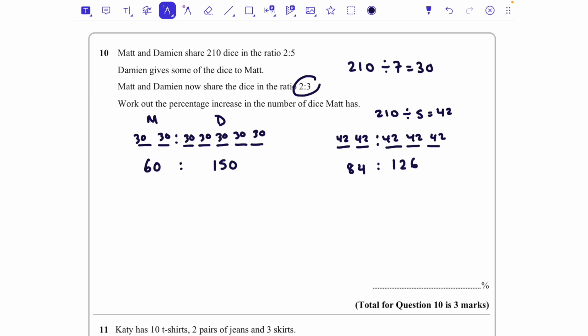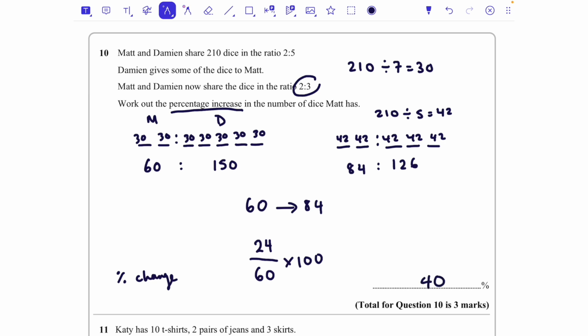So work out the percentage increase in the number of dice Matt has. Well, Matt's has gone from 60 to 84. When we are doing percentage change, increase or decrease, or even profit, it is the change, which in this case is 24, over the original times by 100. 24 over 60 times by 100. Typing that in your calculator, that gives you 40%.